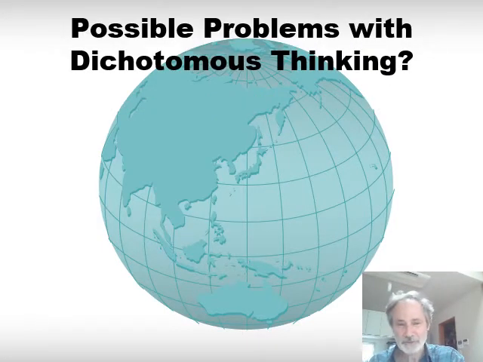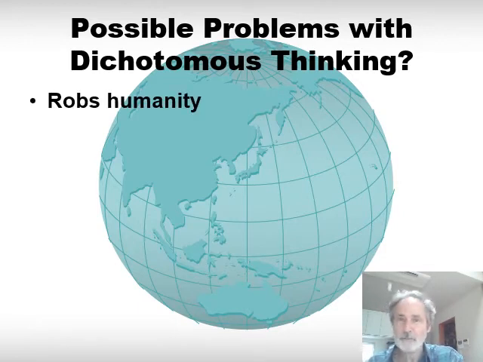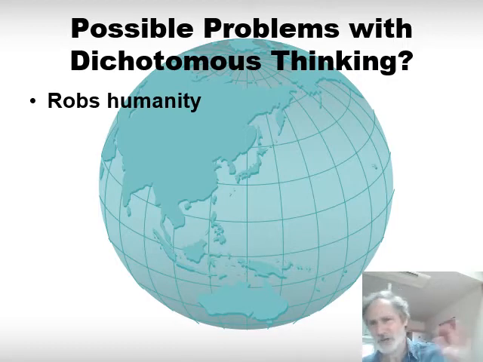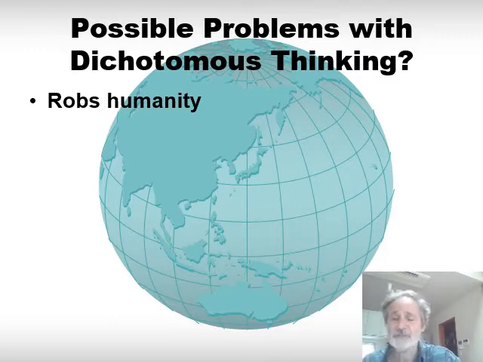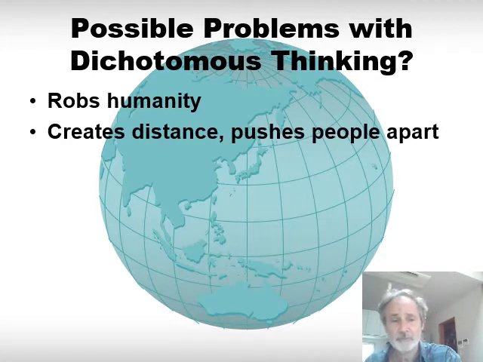So what are some of the possible problems with dichotomous thinking? One is that we can rob people of their humanity. For example, if we say, oh, all Americans are Christian countries, so all people in America are Christians. No, they aren't. There's lots of different people with lots of different ways of thinking. And so if we say, oh, John, he's an American, so he must think this way, then we're not really looking at John as an individual. And so we're not treating him as a person, really. So we are stealing his humanity from him.